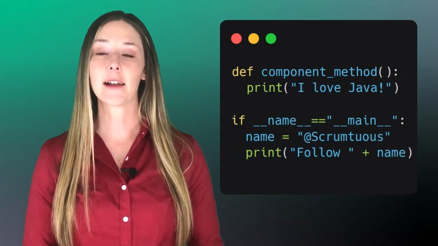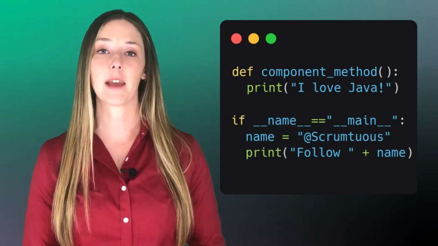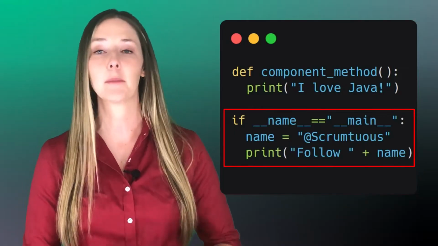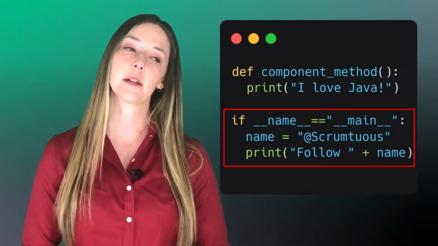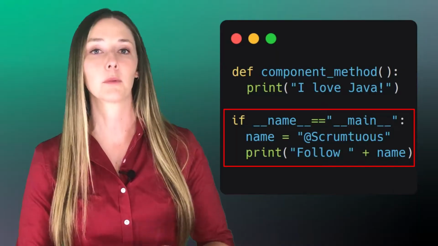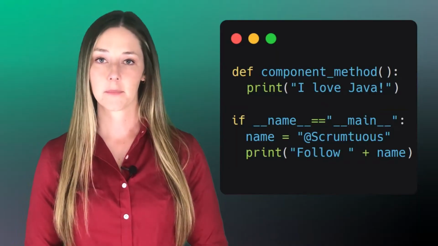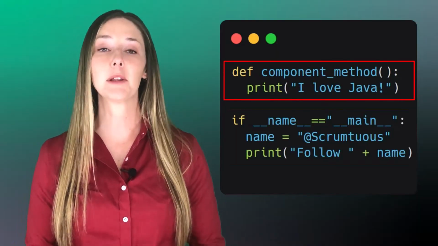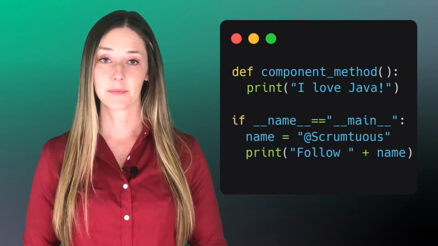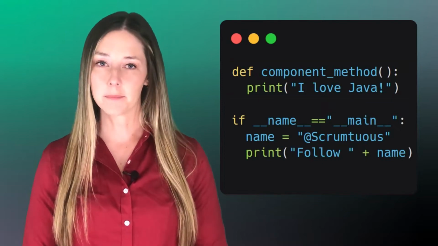If a Python file is being used as the main entry point of the application, then the code in the if __name__ == "__main__": block runs. If not, the file can be used as a reusable library. It's that simple. Now here's the problem.